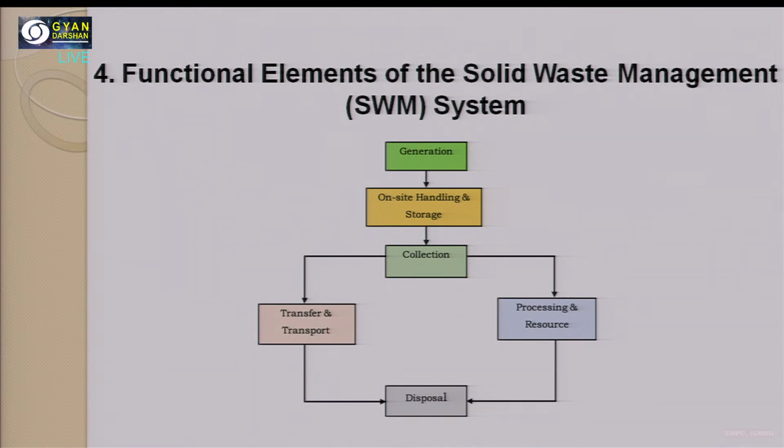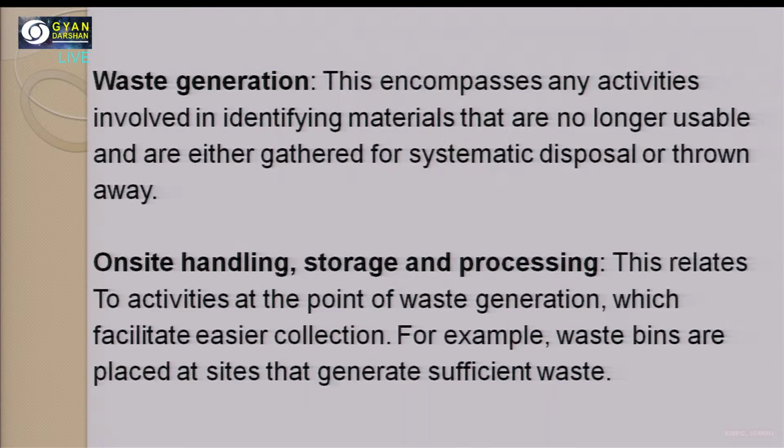So before going to the treatment, here are the functional elements of the solid waste management system. First part is the generation, on-site handling, and collection. And from collection to the disposal, there are two routes: first transport and transfer, and then processing and resource management, resource recovery. So here are details.